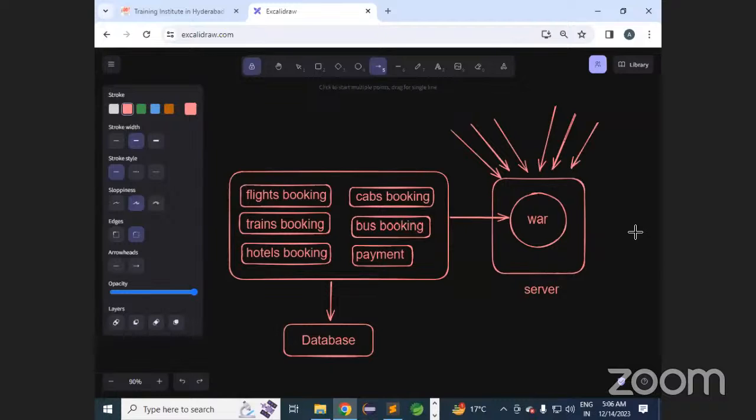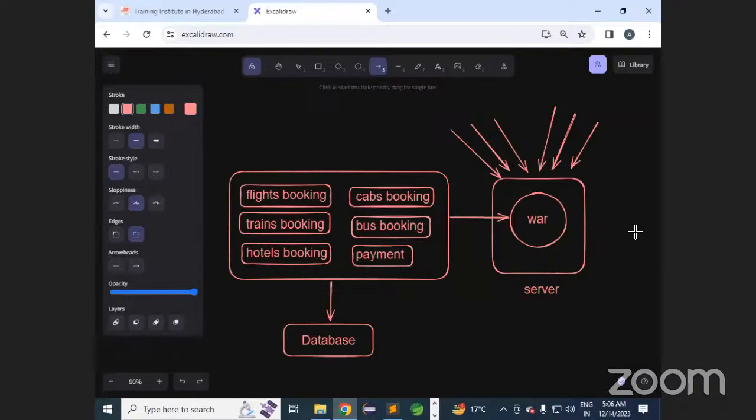Boss, everything is available at one place only. All the functionalities are available at one place only. All the customers are accessing your application. All the requests are going to a single server only. The burden is increasing on the server. When the burden increases on the server, the server will crash, the application will be down, and business will be affected. Are you clear?